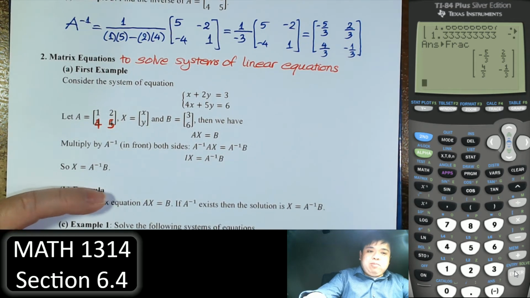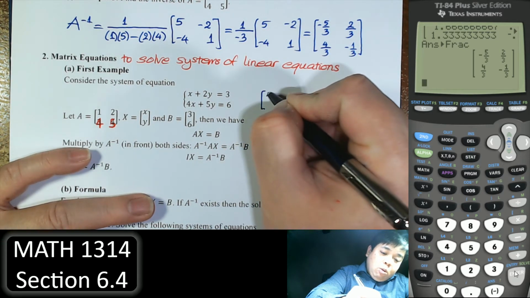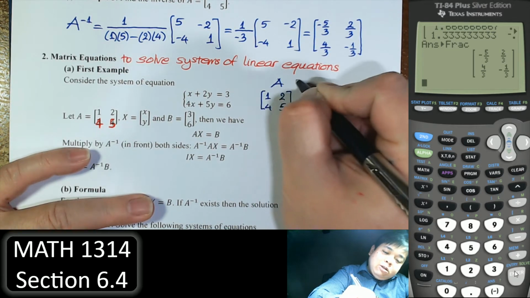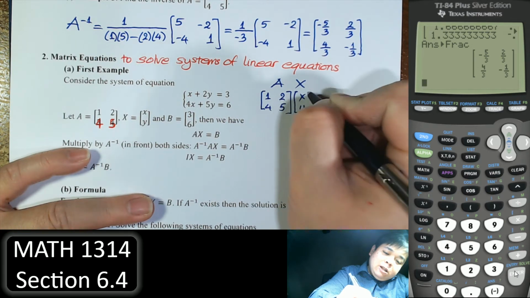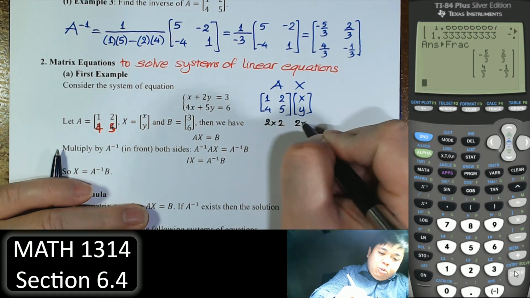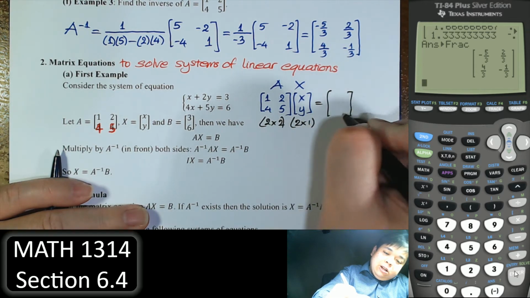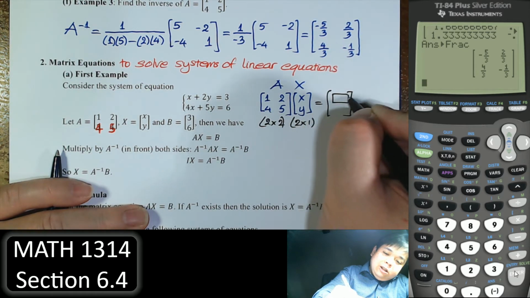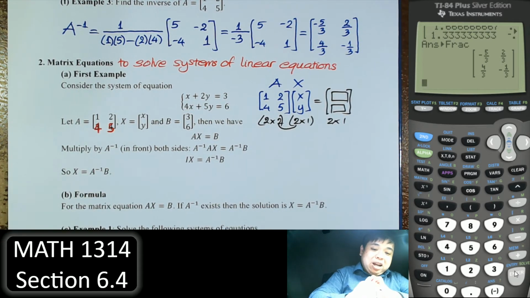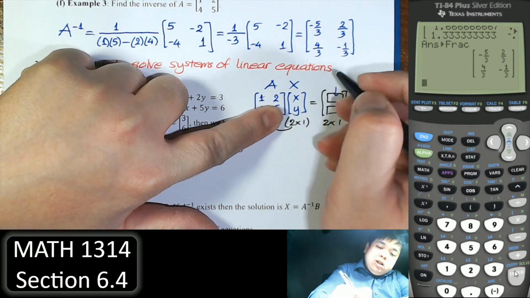So how do we do that? It's very simple. If we have the matrix 1, 2, 4, and 5, that matrix A now times the matrix X. So 2 by 2 times 2 rows, 1 column, 2 by 1. We will have a 2 by 1 because the middle numbers match. So this entry, first row, first column, is 1 times x plus 2 times y.